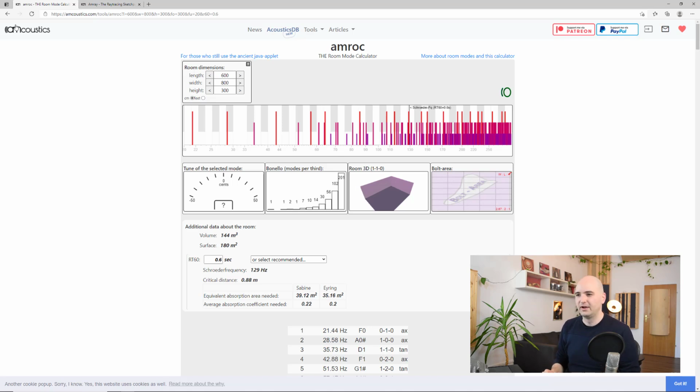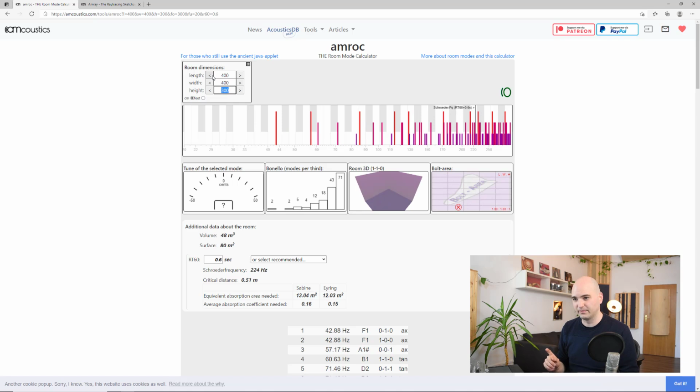We can see this if we look at the AmRoc room mode calculator. So if I just punch in some dimensions that match exactly, and I'm not actually going to match the height because that doesn't usually tend to be the case, but if we just go for something like this, which is roughly 14 by 14 feet by 12 feet ceiling height, what happens is that the room modes that build up all sit at the exact same frequency.